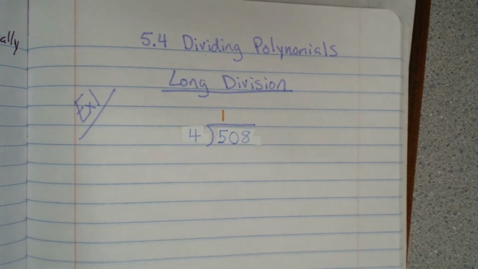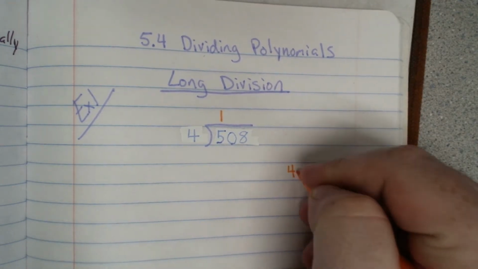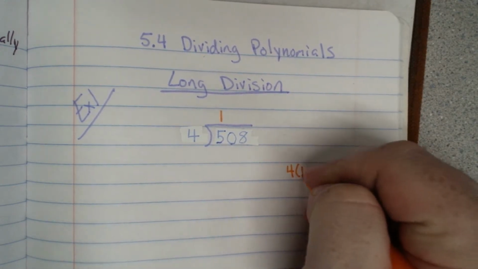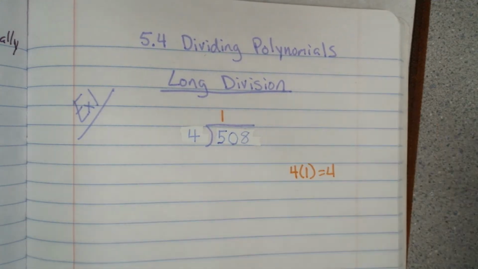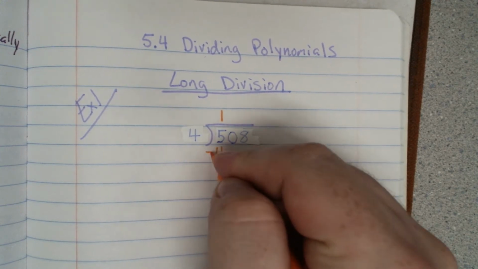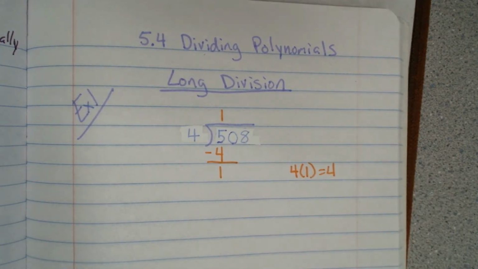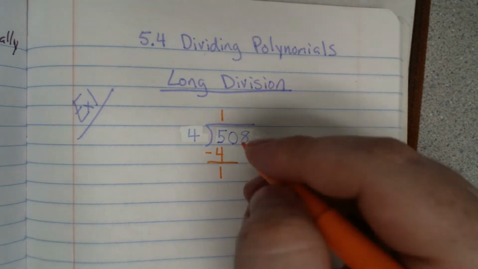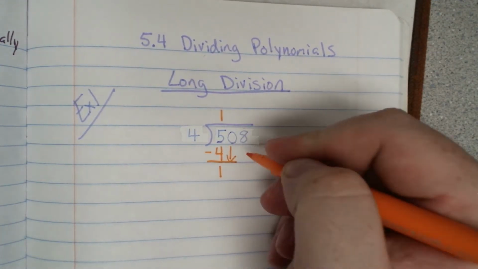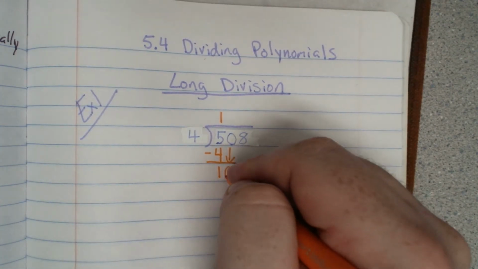So I'm going to put a 1 above that 5. And then because 4 times 1 is 4, I'm going to put 4 right here, and we're going to subtract. We've got 1 left over. Now 4 won't go into 1, but now I can bring down this 0 and get 10.